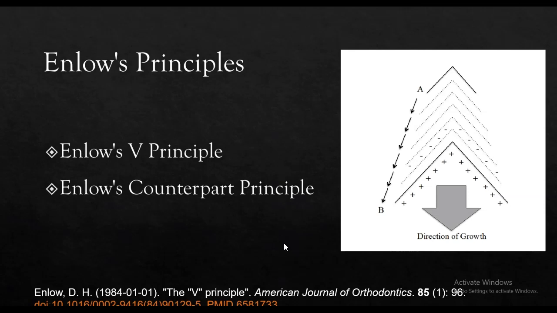Enlow's counterpart principle states that the growth of one bone in the craniofacial area relates to the other bones in the same region. Therefore, each bone and its counterpart bone both grow to a certain extent to maintain the balanced growth. An example is the growth of maxilla corresponding to the growth of mandible.